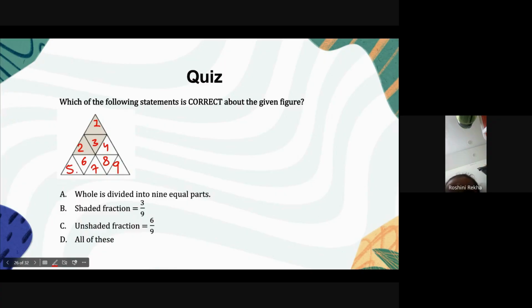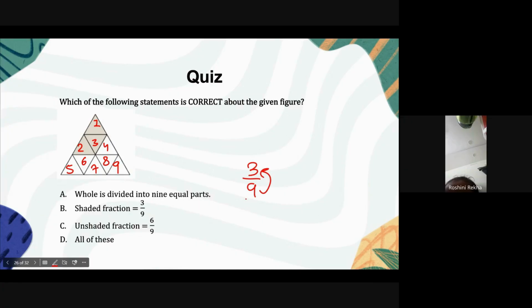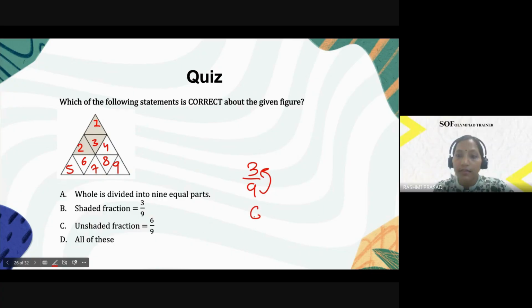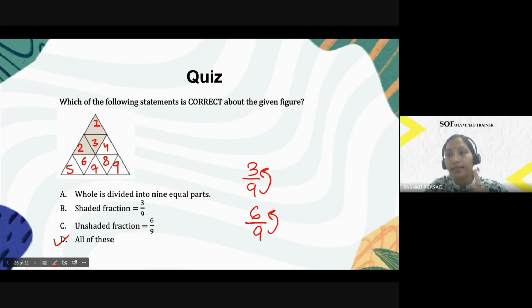Yes, ma'am. So that's why your shaded fraction is 3 over 9, meaning out of 9, 3 are shaded. Unshaded is 6 over 9. Right? So for this question, you have to mark option D, if all the above options are correct. So no doubt, guys. Let's move next.